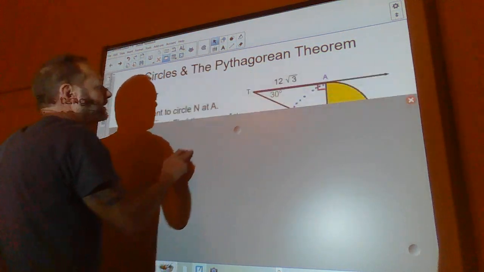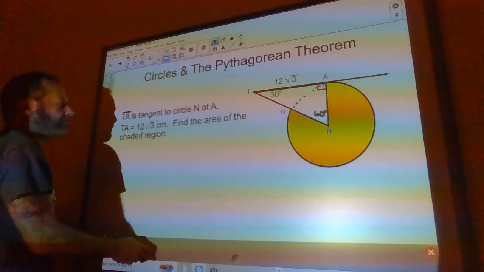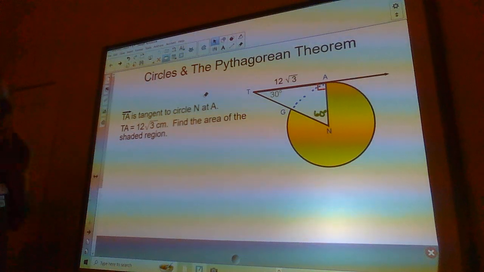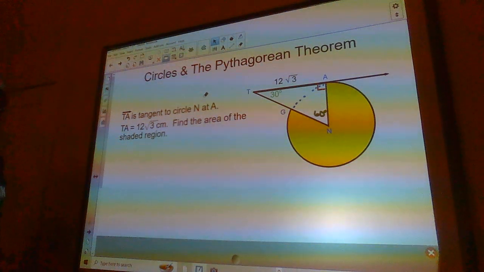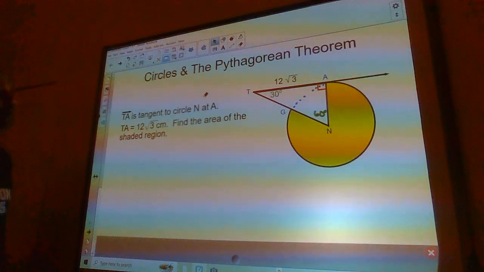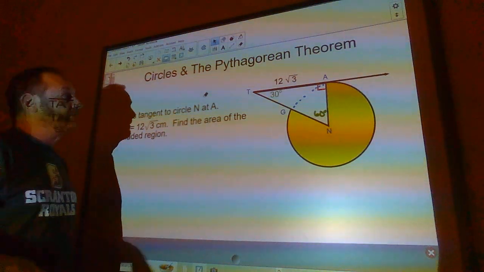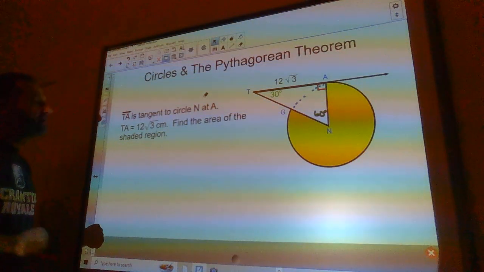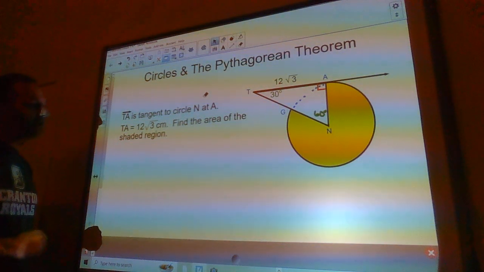Okay, so let's take a look here at our first problem. We have a circle that has a ray TA that is tangent to the circle N at point A. TA, so this distance from here to here, is 12 square root of 3 centimeters. Find the area of the shaded region.